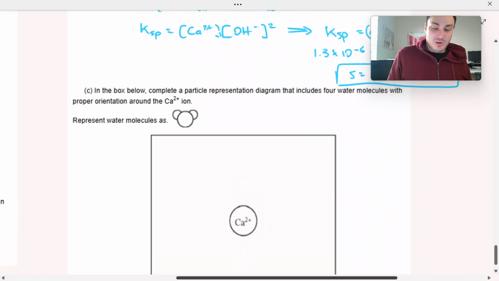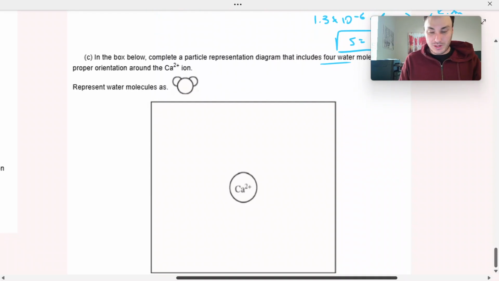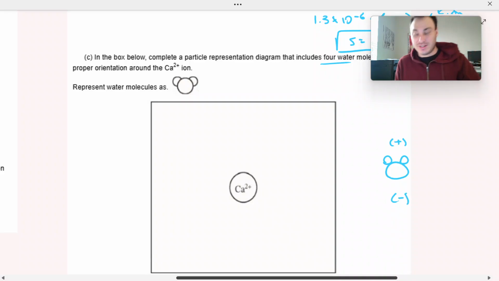Lastly, in the box below, complete a particle representation diagram that includes 4 water molecules in proper orientation, and it tells us how to draw the water molecule. Water has a positive and negative end. The hydrogen ends are the positive end. The oxygen end is the negative end. This is a cation, which means we want to point the negative end of the water molecule towards the cation.